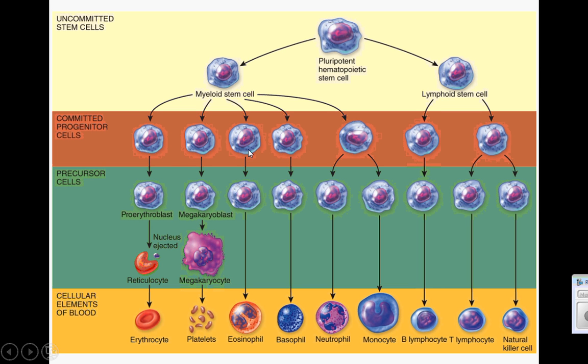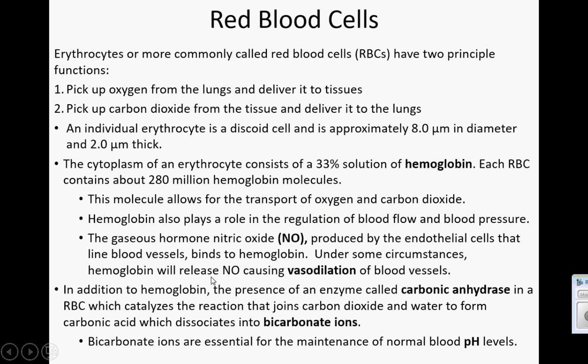Sometimes we go directly from the precursor cell to the formed element. Sometimes there's an extra cell in here. And we're going to talk specifically about red blood cell production and platelet production as we get into each one of those different types of cells.